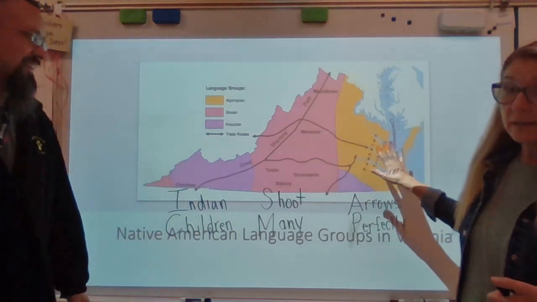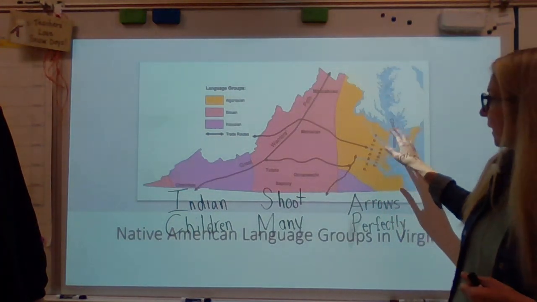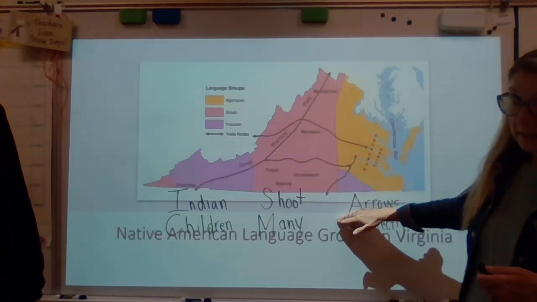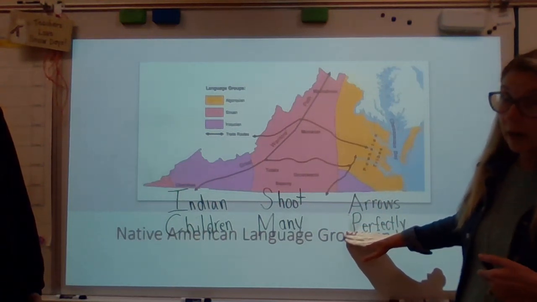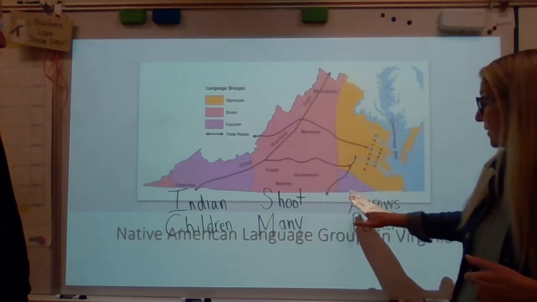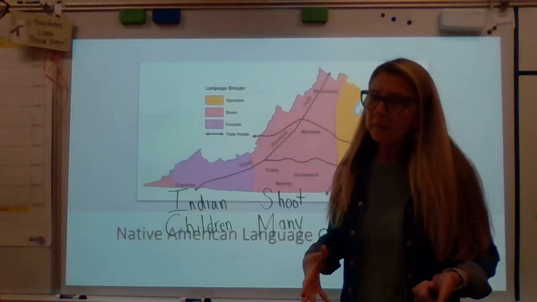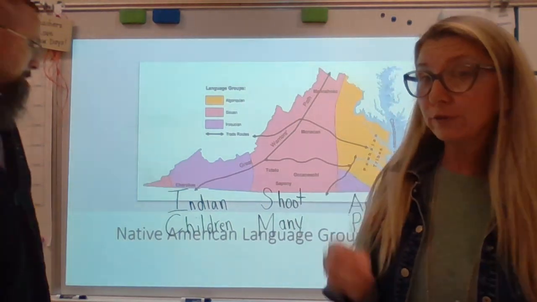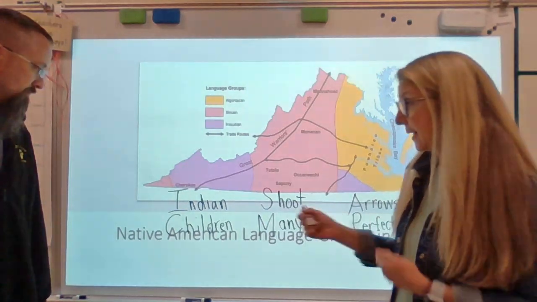So over here in the coastal plain region, we have got the Algonquian language, that's the letter A, and then we have the Powhatan tribe. Okay, so we have the letters A and P. Now, these are really complicated names that are hard to remember. So if you can remember the first letters of each one of these words, it will help you a lot.